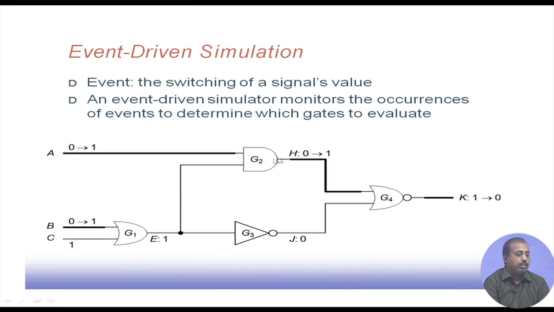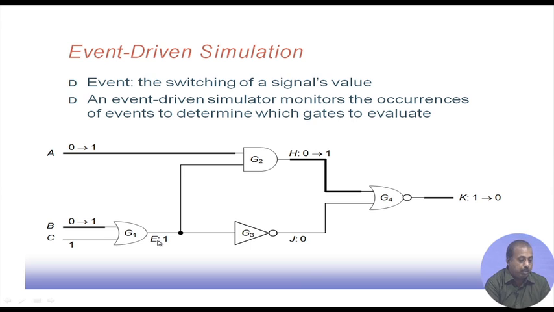As a result, this G2 output H was equal to 0, and this K output was equal to 1. Now, suppose there is an event, in the sense that some of the inputs do change, say A changes to 1 and B changes to 1. First, since G1's input has changed, G1 will be simulated, and we see that this E value remains unaltered.